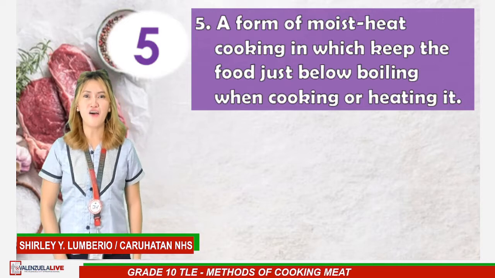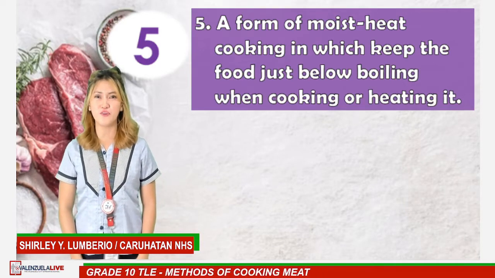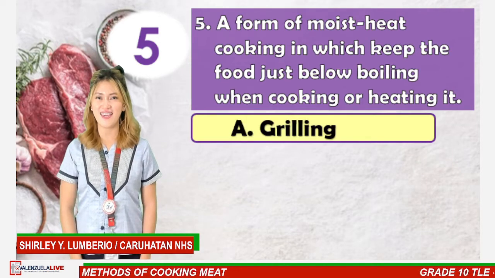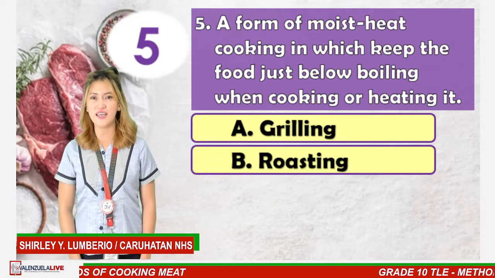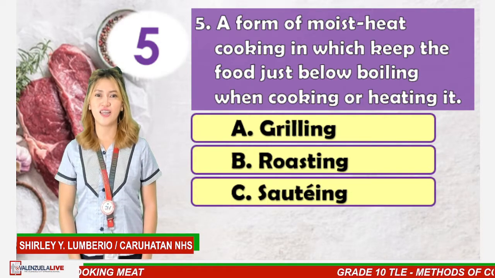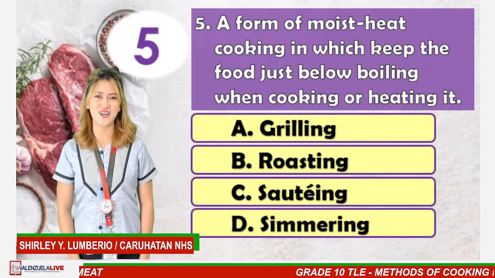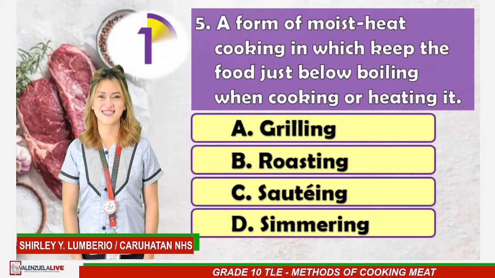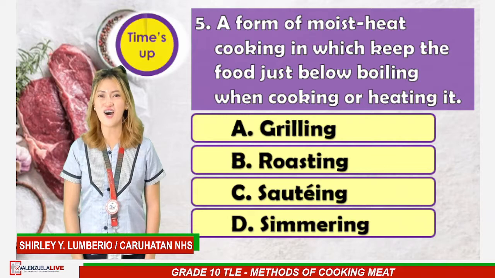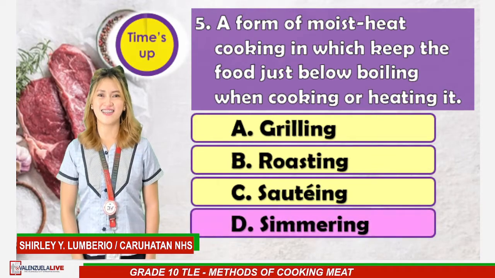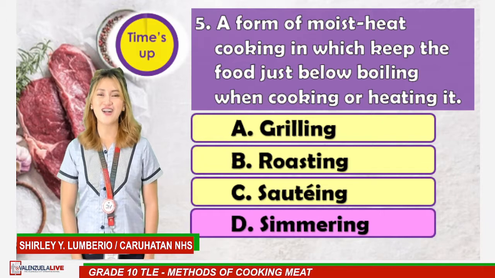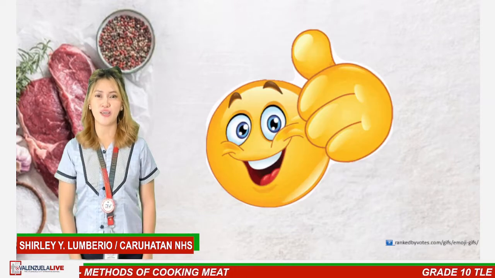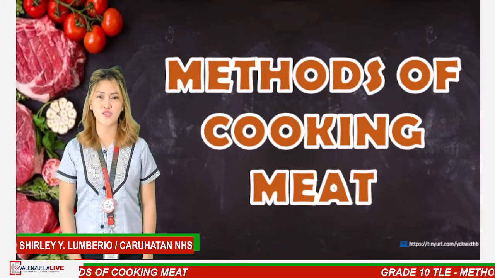Number 5. A form of moist heat cooking in which you keep the food just below boiling point when cooking or heating it. Is it A, grilling, B, roasting, C, sautéing, or D, simmering? Key in your answer for 5 seconds. Time is up. If your answer is letter D, simmering, then you are correct. Good job, learners! Moving on to our topic, it is all about methods of cooking meat.